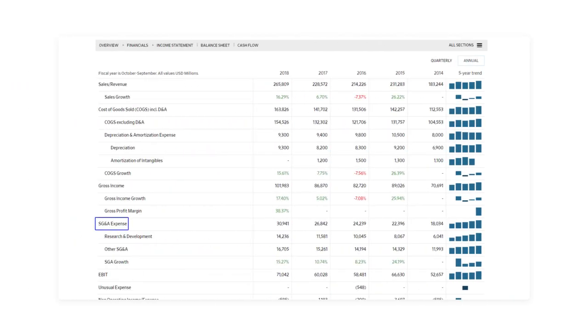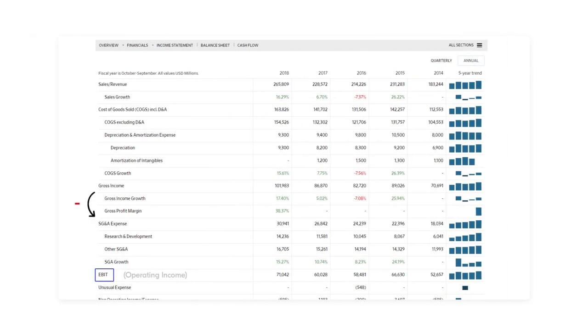SG&A expenses are general, commercial, and administrative expenses. This includes expenses not directly related to the manufacture of the product or the provision of services. That is, SG&A expense includes the costs of selling and shipping products or services, in addition to the costs of managing the company. In addition, this includes rent, utilities, and consumables that are not part of production. SG&A expense includes almost everything that is not included in the cost of goods sold.